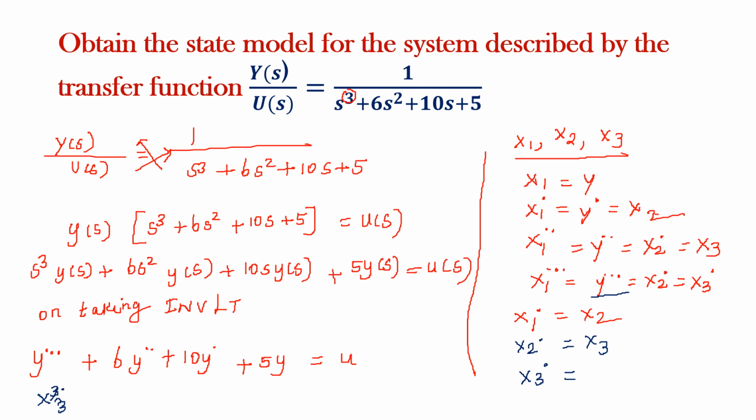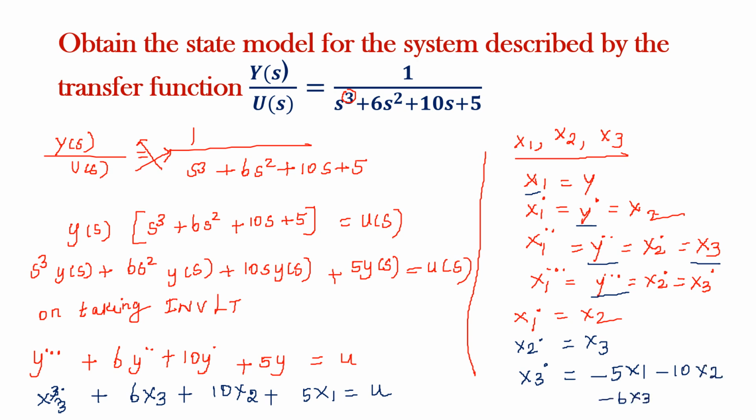Plus, what is y double dot? Y double dot equal to x3. So 6 into x3. Plus, what is y dot? Y dot equal to x2. So 10 into x2. Plus, what is y? Y is equal to x1. So 5x1 equal to u. How to write x3 dot now? That is x3 dot equal to minus 5x1 minus 10x2 minus 6x3 plus u.